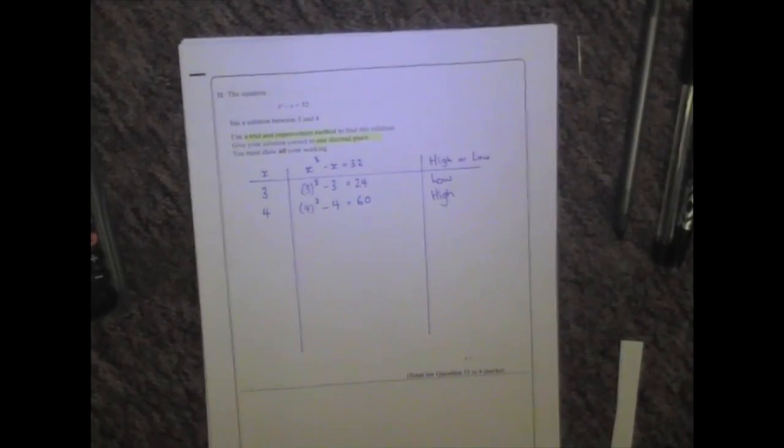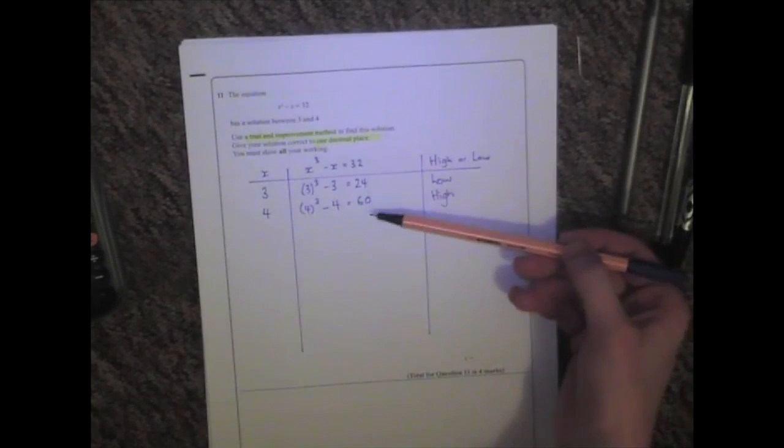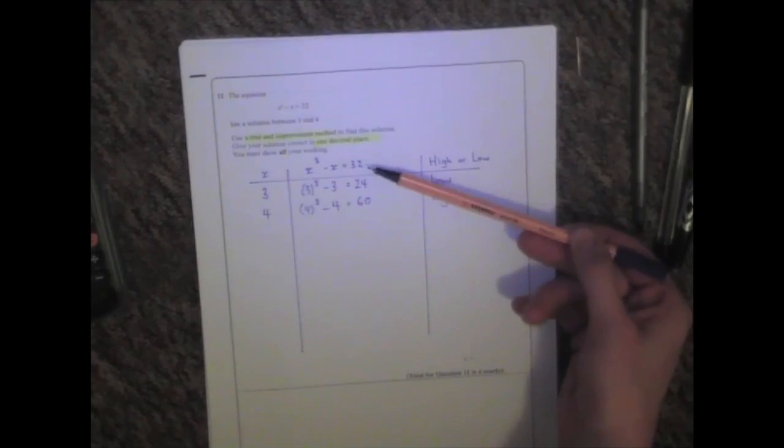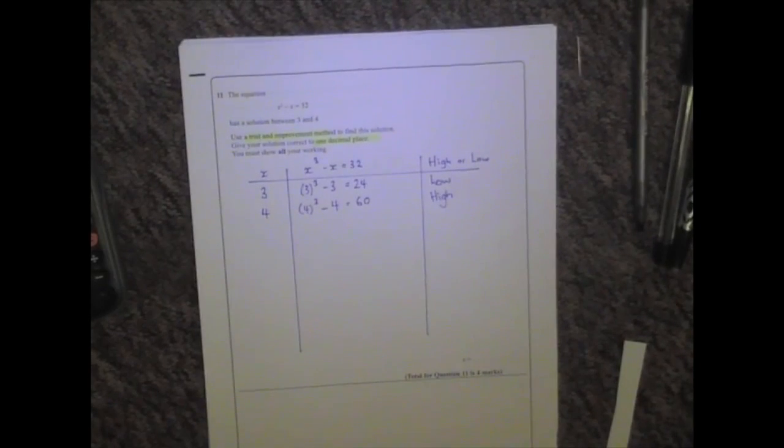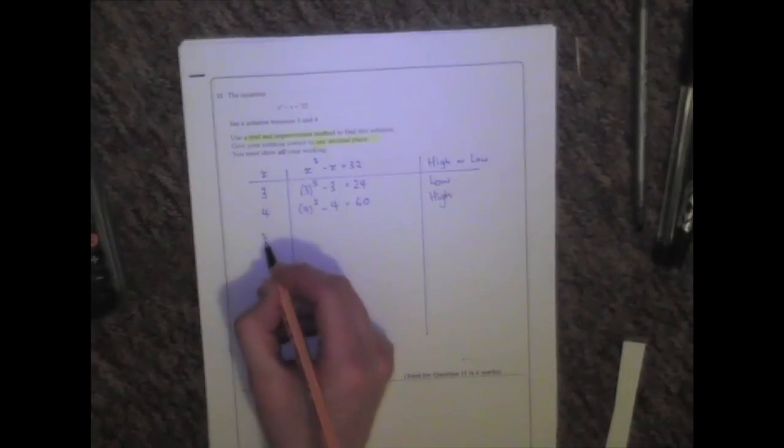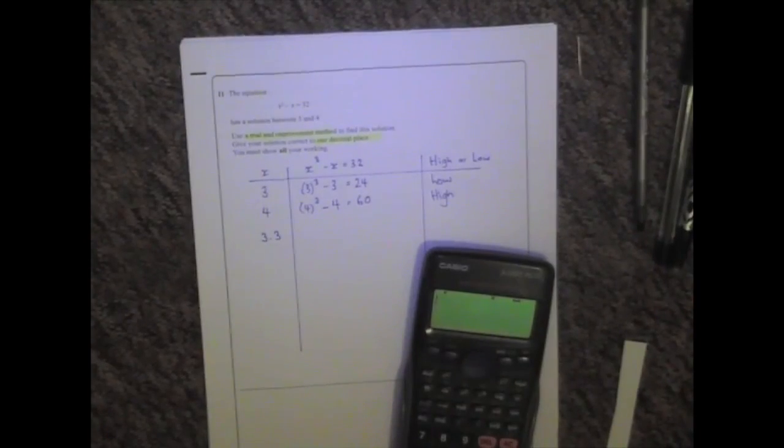Now that's as far as the question gives us a clue. We now need to do this on our own and think of the next value that we're going to use. Now we're looking for a solution to 1 decimal place, so we're going to choose a value to 1 decimal place. And I just have a look at this and think, well, 24 is closer to 32 than 60 is, so I'm going to start closer to 3 than to 4. Now wherever you start, it doesn't matter, you can get there in the end. Just looking for a nice efficient estimate rather than a guess to begin with. So from that information I'm going to start with 3.3 and see where it takes me.